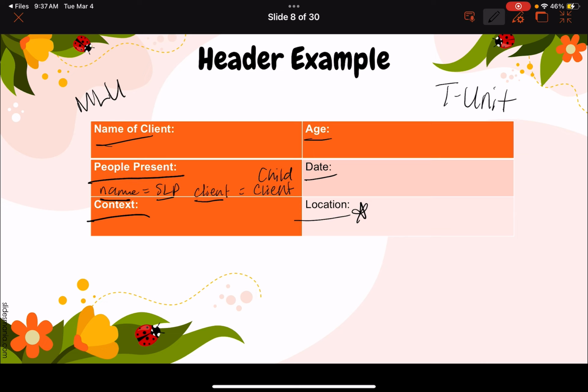So the context is where are we, what are we playing with, what are we doing, or what are we talking about? We're sitting at a table. We're having a casual interview style conversation. Okay. So that is our communication sampling.